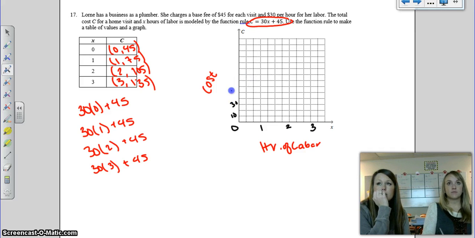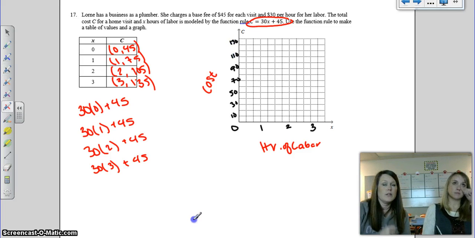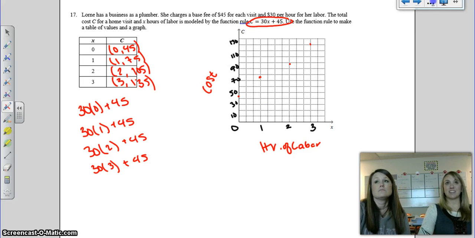Make sure you're labeling, peeps. So it's going to be 0, 45. It's not going to be 0, 0. Nope. 0, 45. Okay. And then 1, 95. So then we just plot, right? Okay. Then, am I going to connect these?